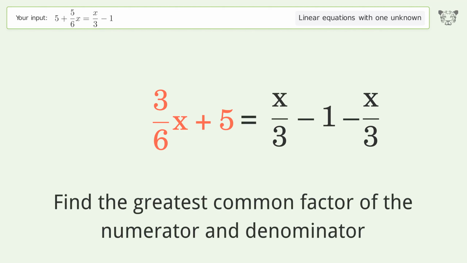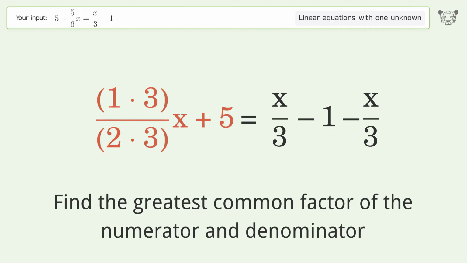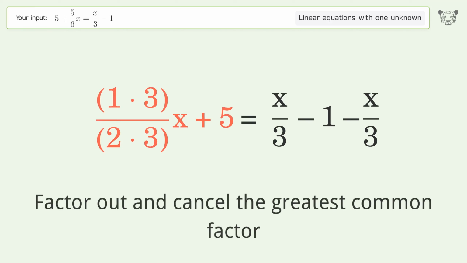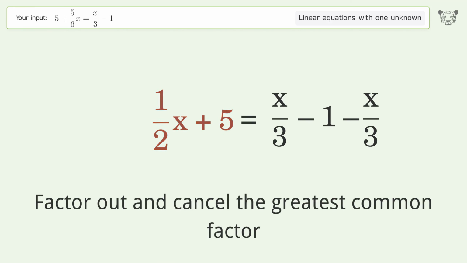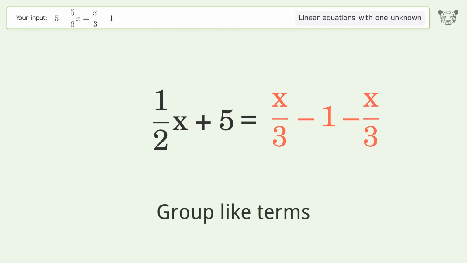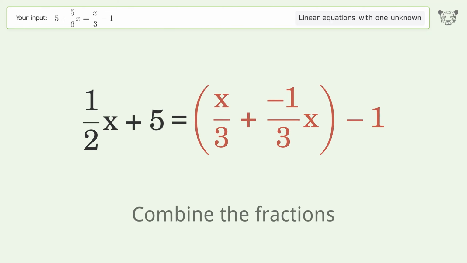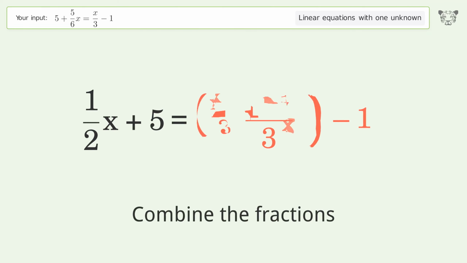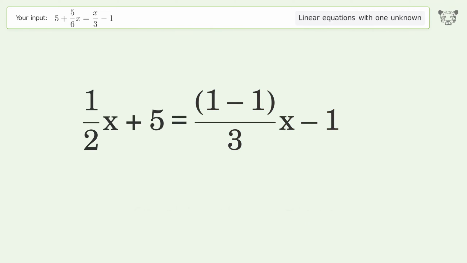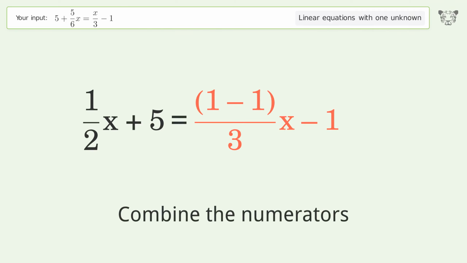Find the greatest common factor of the numerator and denominator. Factor out and cancel the greatest common factor. Group like terms. Combine the fractions. Combine the numerators.